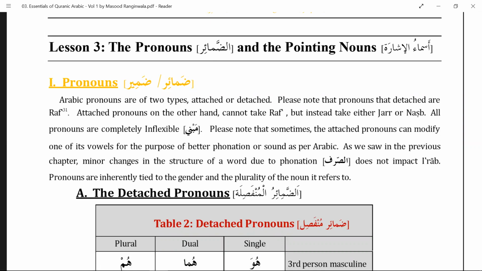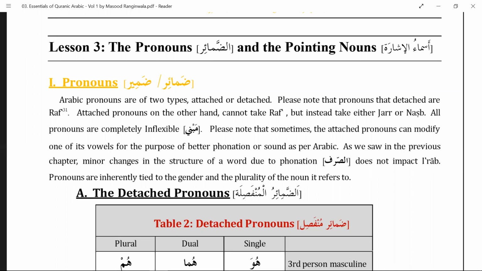We will now begin lesson number 3 inshallah. This is all about pronouns and pointing nouns. Pronouns in Arabic are called dhamir. Dhamir is one, dhamair is pronouns plural.